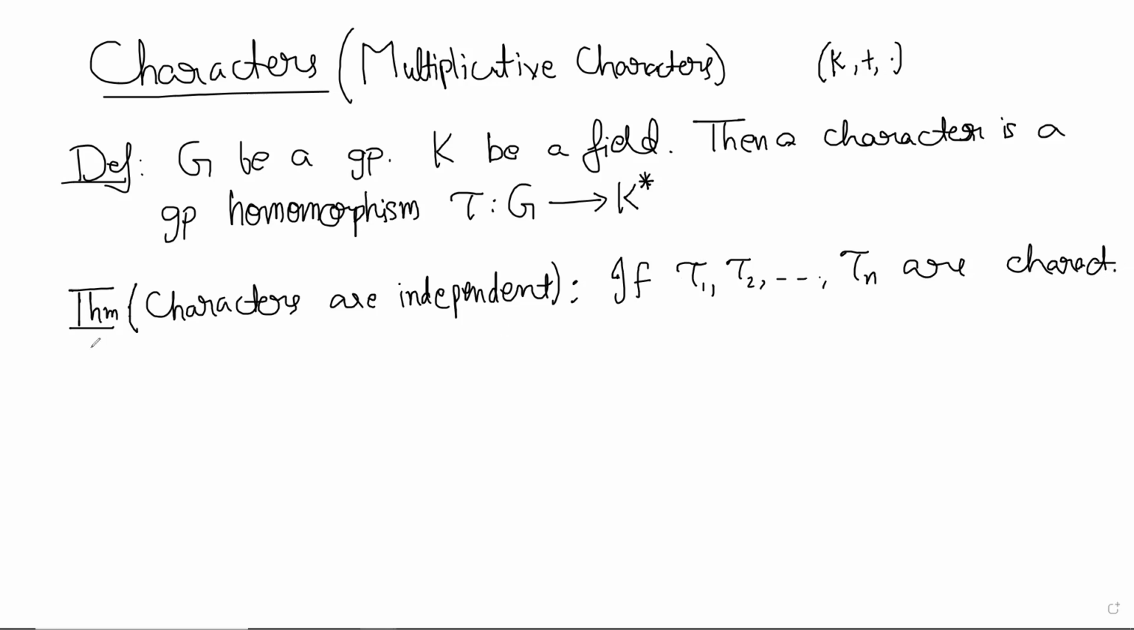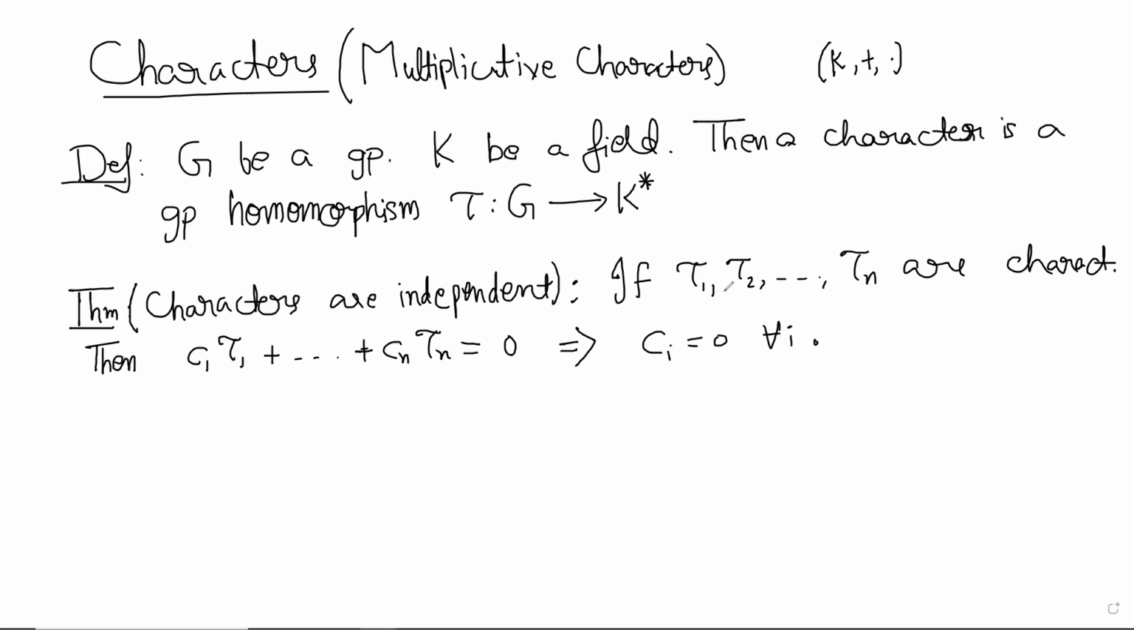then the sum of c i tau i is equal to 0. And you know what this means as a function, right? From g to k star, equal to 0, as a function from g to k, implies that the ci's are 0 for all i. I mean, the proof you can just read. It's nothing. We'll do the proof. That's fine. But one must understand what this statement is.